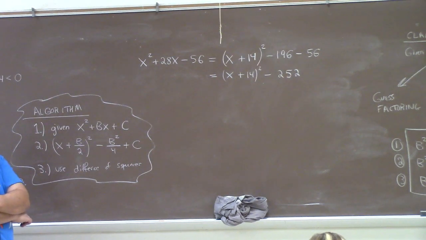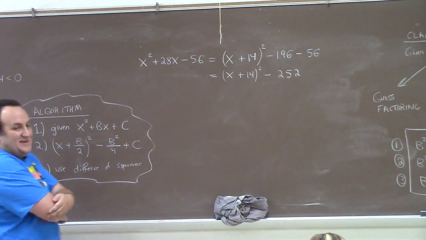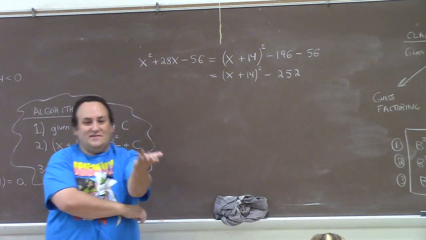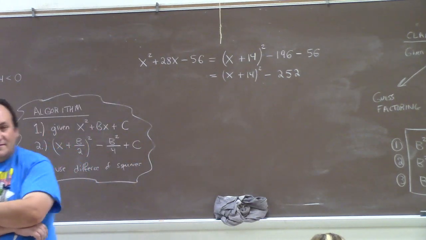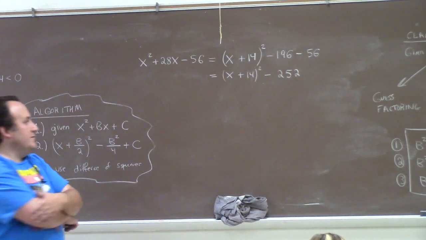So now you just have to use your imagination and write it as a difference of squares. So how do you write 252 as a square? I take any positive number and write it as a square. Yeah, square root.